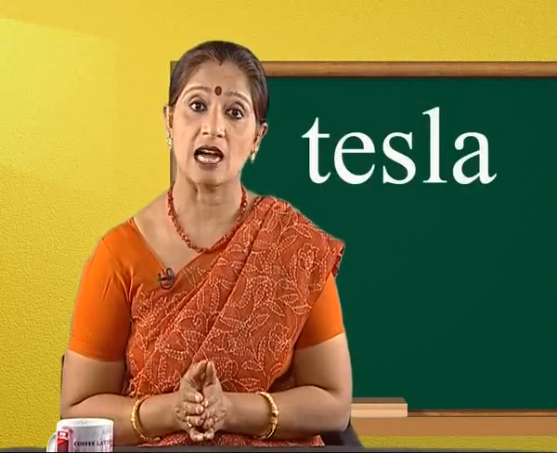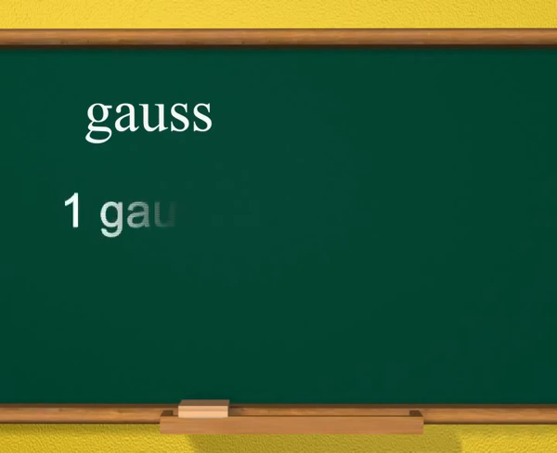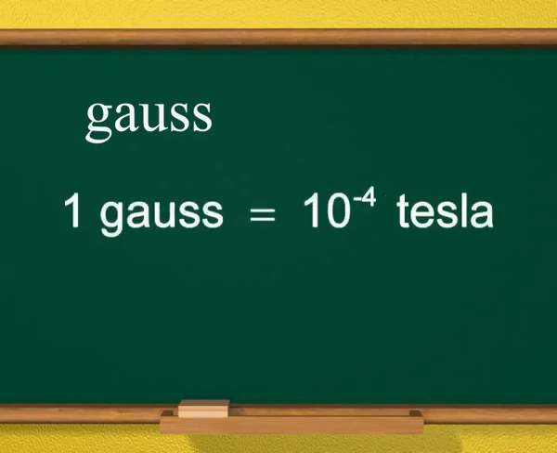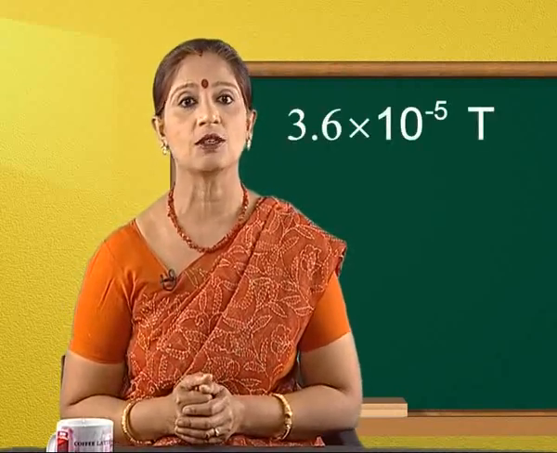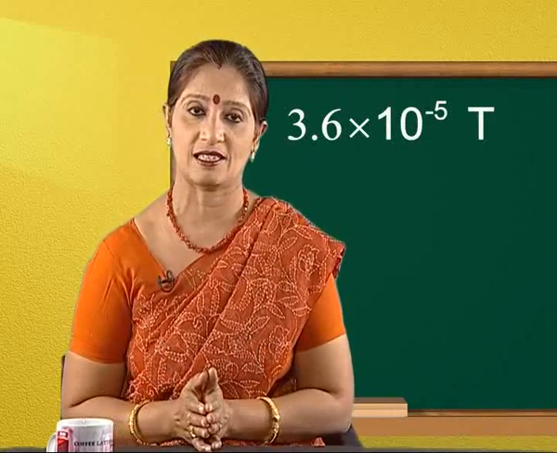Tesla is a rather large unit. However, a smaller unit is Gauss, which is equal to 10 to the power minus 4 times a Tesla. Do you know what is the value of the Earth's magnetic field in terms of Tesla? It is about 3.6 into 10 to the power minus 5 Tesla.